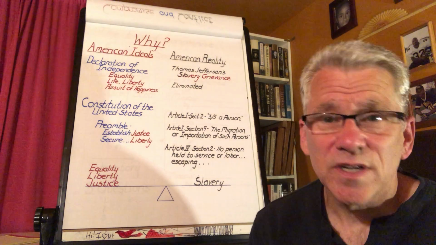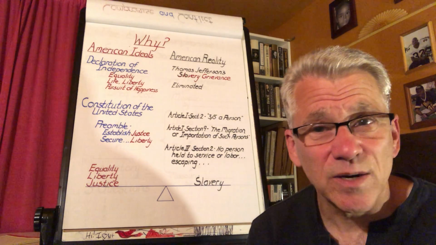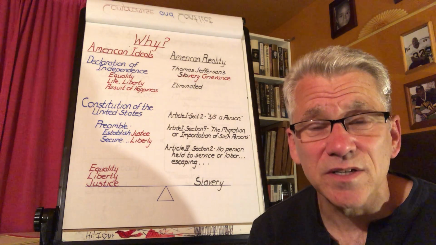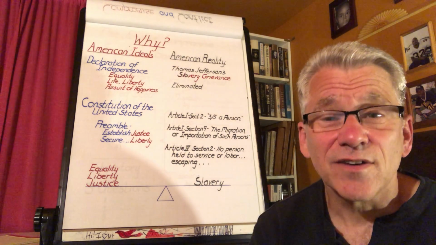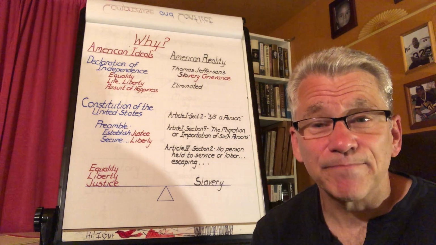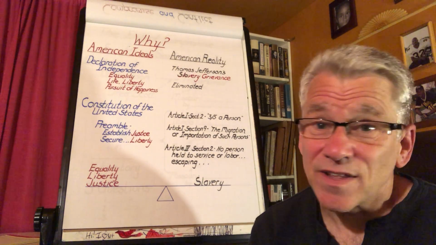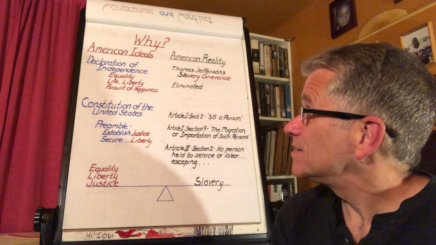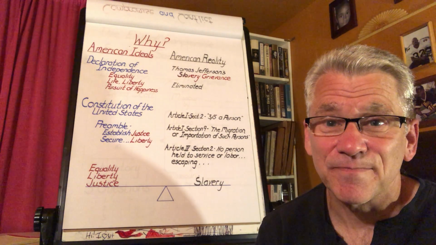The Declaration of Independence: "We hold these truths to be self-evident, that all men are created equal, that they are endowed by their Creator with certain unalienable rights, that among these are life, liberty, and the pursuit of happiness." I think I heard some of you saying it along with me. Good job. Now, those are the highest of human principles: equality, life, liberty, pursuit of happiness.